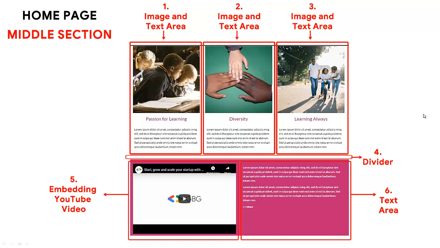This is the first area we're going to deal with, and this will be the second one we fix, and this is the third one. Then the fourth one, there's a divider here, you can see 4. Then we'll move to 5. We're going to embed a YouTube video, and of course we're also going to fix the text area here, with the background and all, and that's just about it.